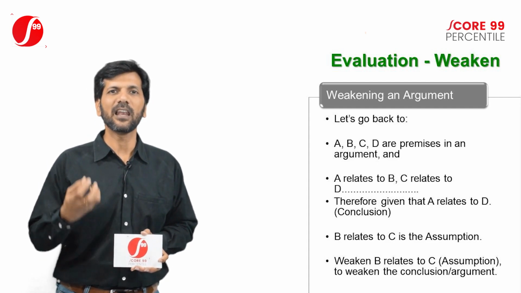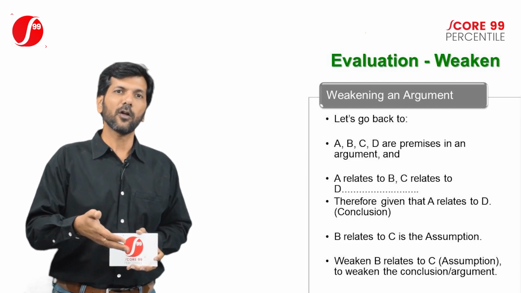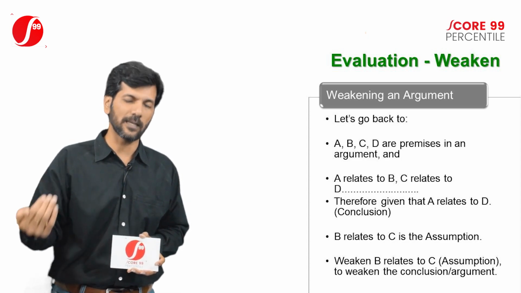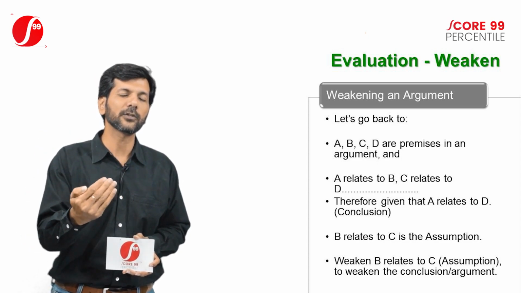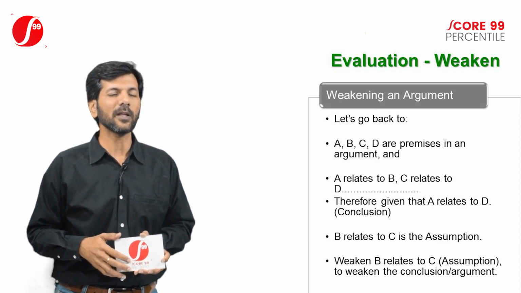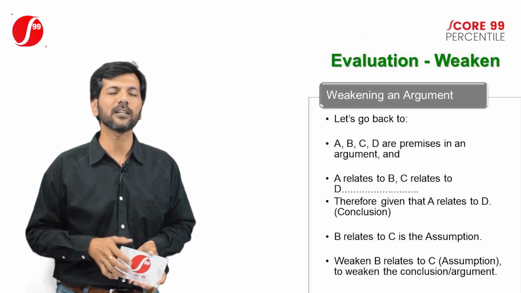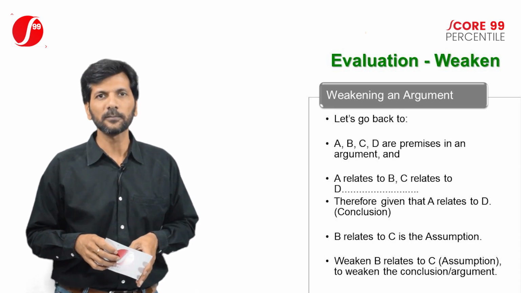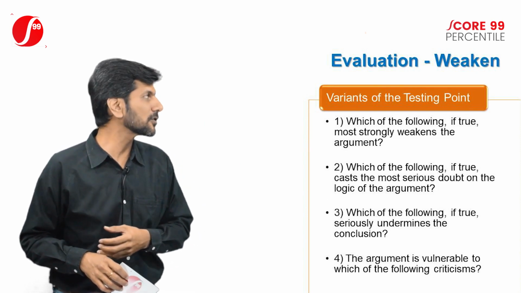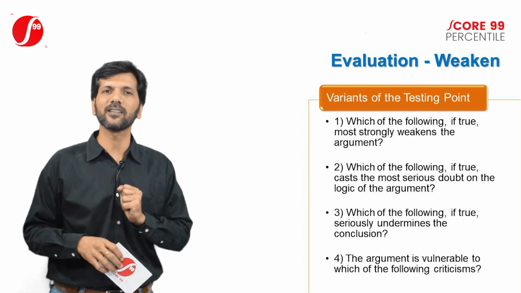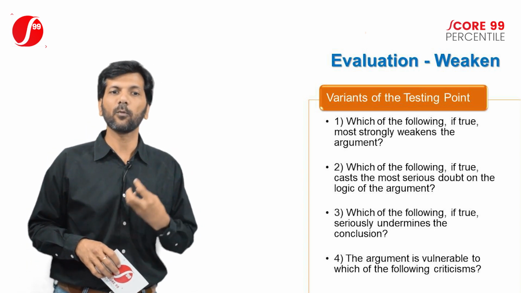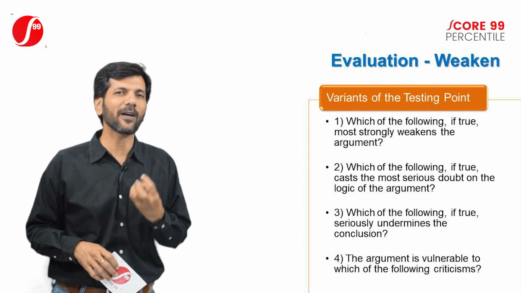Weakening simply means lessening the strength. The strength of an argument always lies in its premise, the logic of the argument, which is the line of reasoning, and the assumption. So if you target this part, you have successfully weakened an argument. Now there are different ways in which your exam can test you or ask you to spot a weakening option. One way is obviously to ask which of the following if true most strongly weakens. Another way is what can cast a doubt on the author's logic, or what can undermine the logic of the argument, or what can undermine the conclusion. So different ways of asking the same thing.